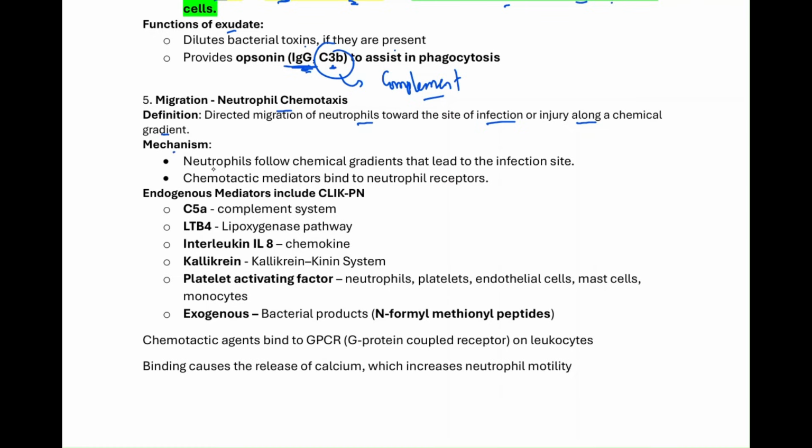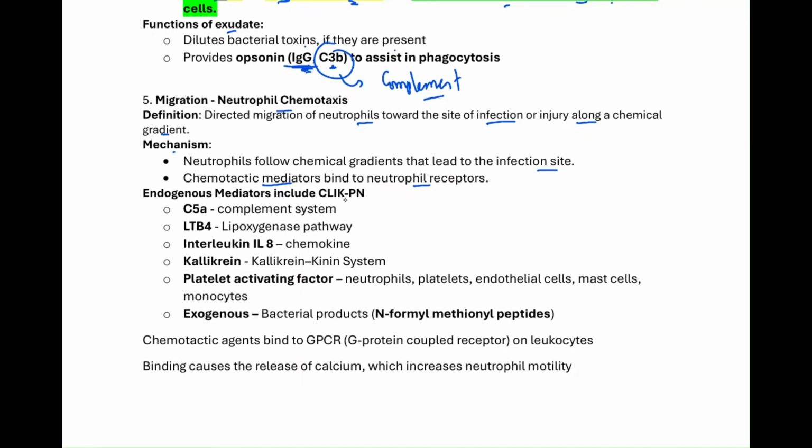And the mechanism: the neutrophils follow a chemical gradient that leads to the infection site. Chemotactic mediators bind to the neutrophil receptor, and once those chemotactic mediators bind to the neutrophil receptor, they facilitate the movement of that neutrophil towards the site of the injury or the bacteria. So what are these endogenous mediators that are involved in this process?